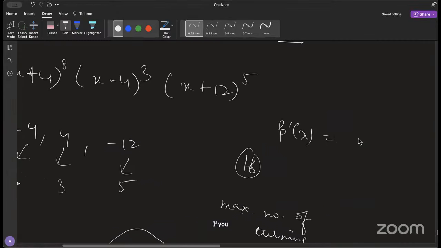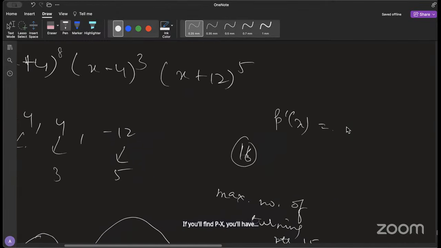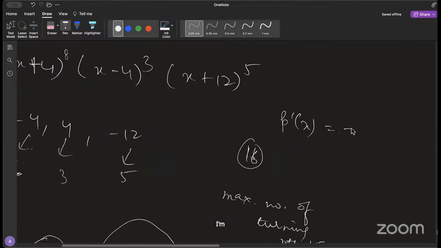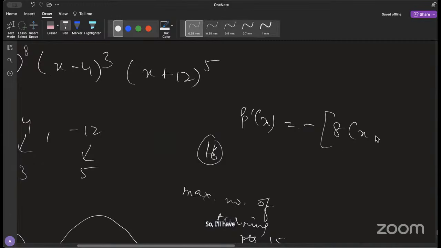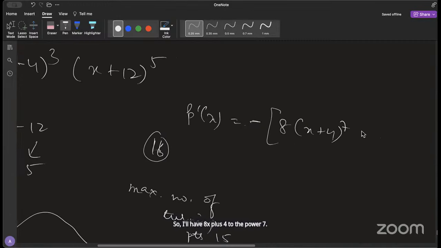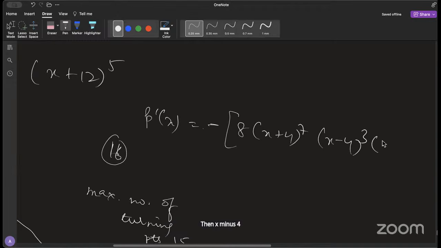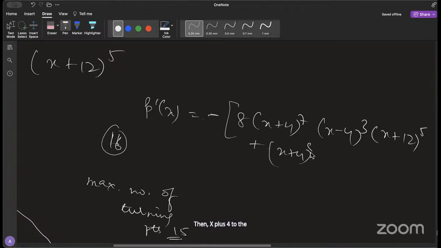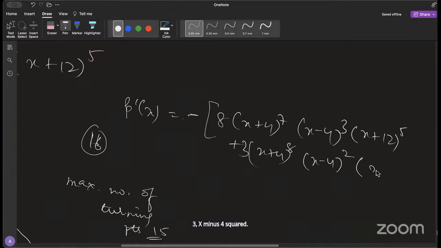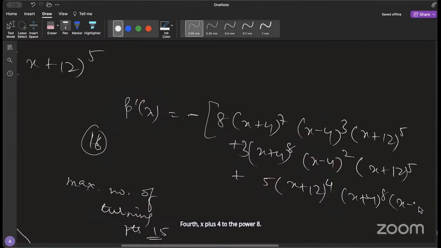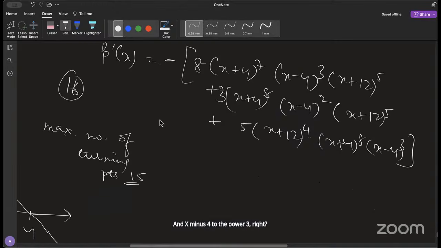If you find p dash x, you will have, taking the minus sign common from here, 8 times (x plus 4) to the power 7, then (x minus 4) cubed and (x plus 12) to the power 5 as it is. Then (x plus 4) to the power 8, 3 times (x minus 4) squared and (x plus 12) to the power 5. Then 5 times (x plus 12) to the power 4, (x plus 4) to the power 8, and (x minus 4) to the power 3, right?